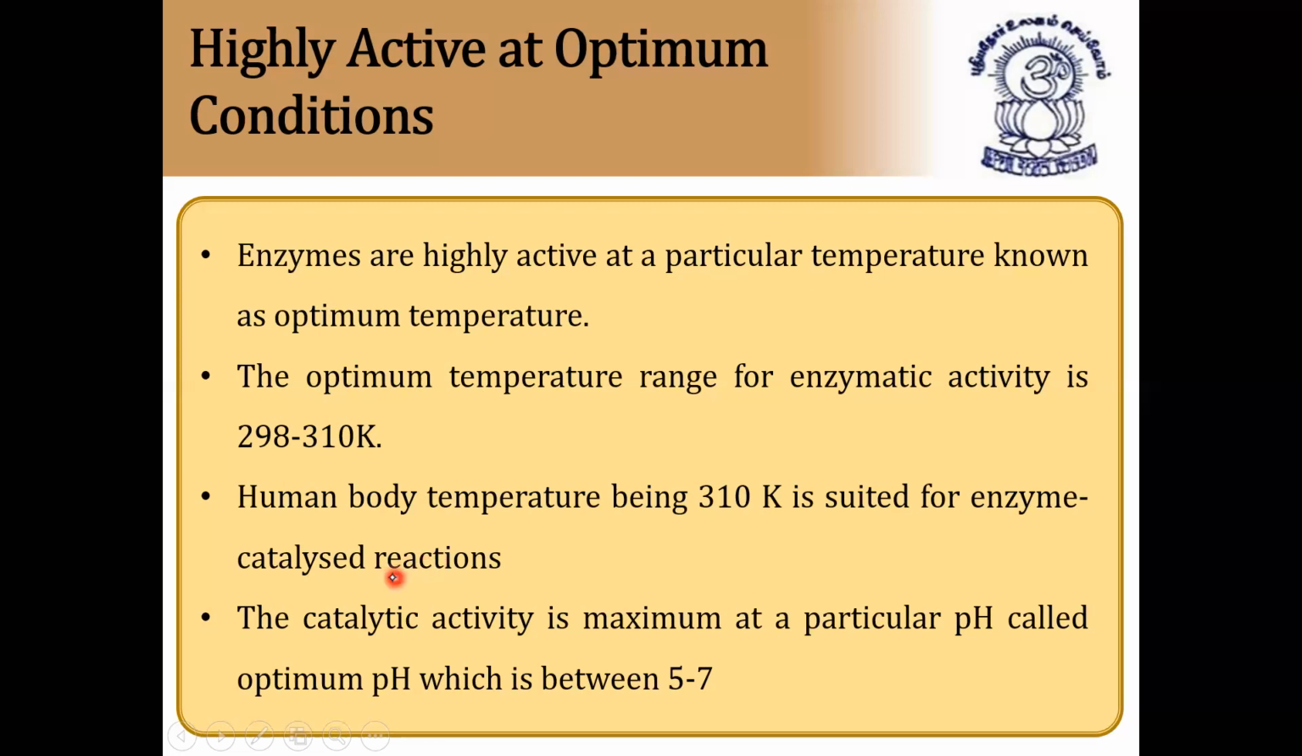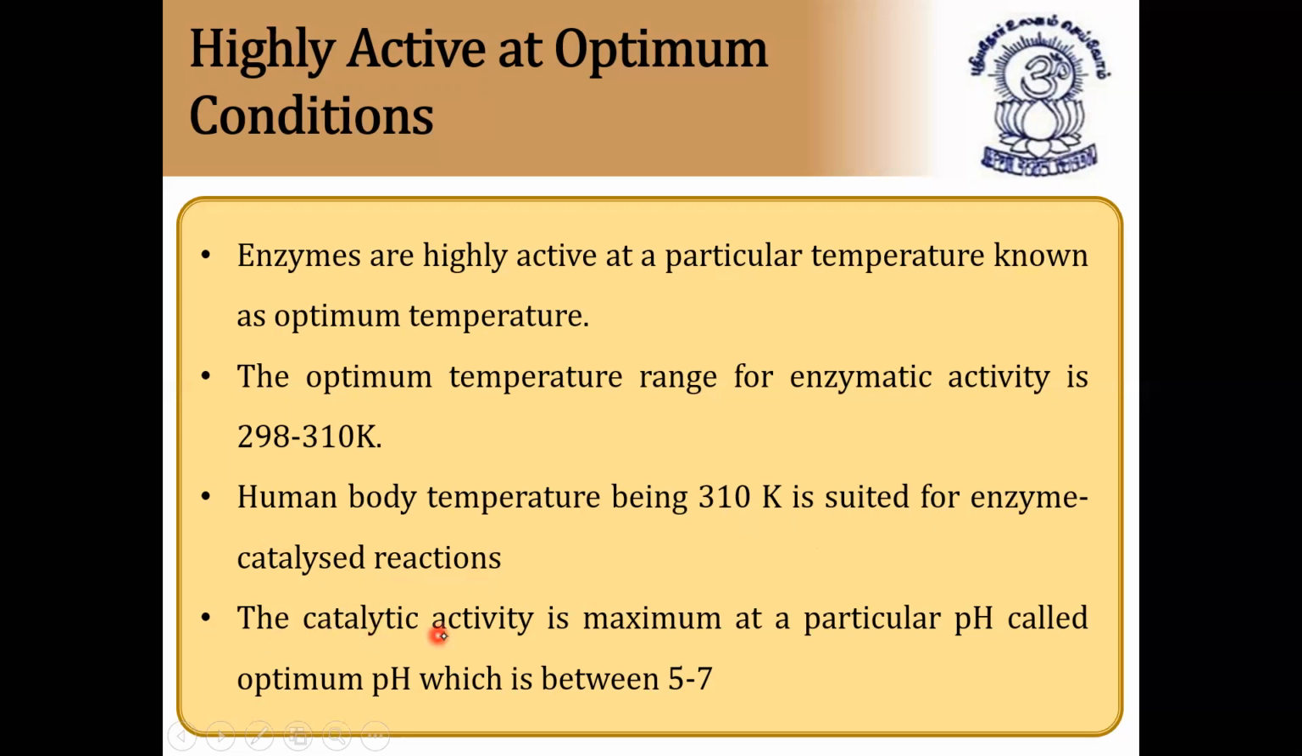That's why in our body so many enzymatic reactions take place. The food we eat is converted into chemical energy, and the chemical energy is converted into kinetic energy or muscular energy, so that our body builds up. So human body temperature being 310 kelvins is suited for enzyme catalyzed reactions, which are highly specific in nature.